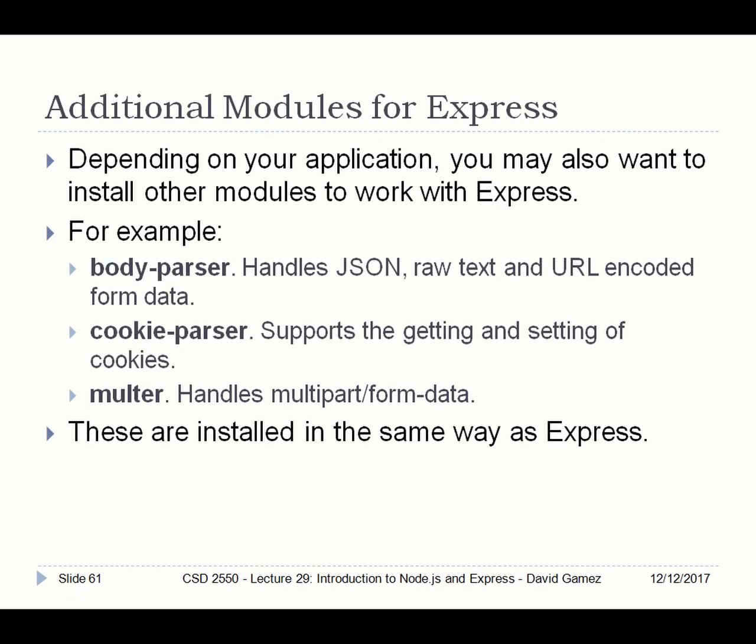Now, if you flick through some of the tutorials, you may see that there are other modules that people often use in conjunction with Express. So you have things like body-parser, which can handle JSON, raw text, and URL-encoded form data, cookie-parser, Multer, and you just install these in the same way as Express. I haven't needed to install any of these modules for the examples in this lecture. If you need to install them, then you just install them in the same way that I've just described.